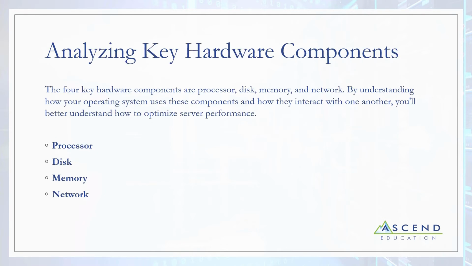And here are the 4 key hardware components. They are by no means the only hardware components. They are just the most popular and important ones to look at when you look at bottlenecks. The processor, the disk, and the memory. And the one thing I haven't mentioned was network.